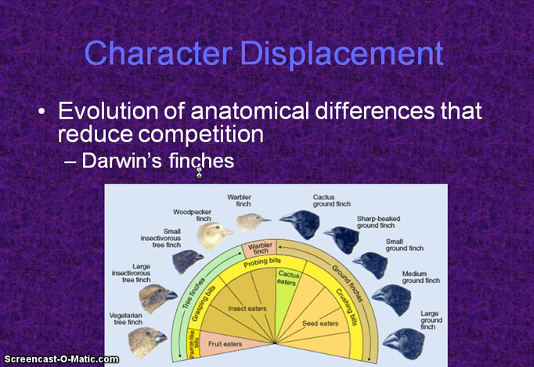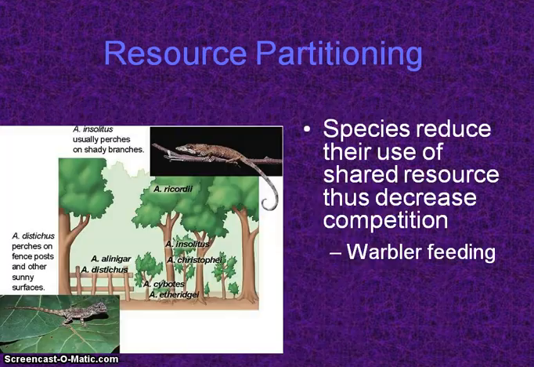With character displacement, you're going to have an anatomical change that actually will reduce the species competition. So, for instance, Darwin's finches, which we've mentioned before, their beaks changed so that they were able to feed on different sources and then basically divvy up the resources instead of outcompeting one another. And with resource partitioning, that's where species are going to share their resources.